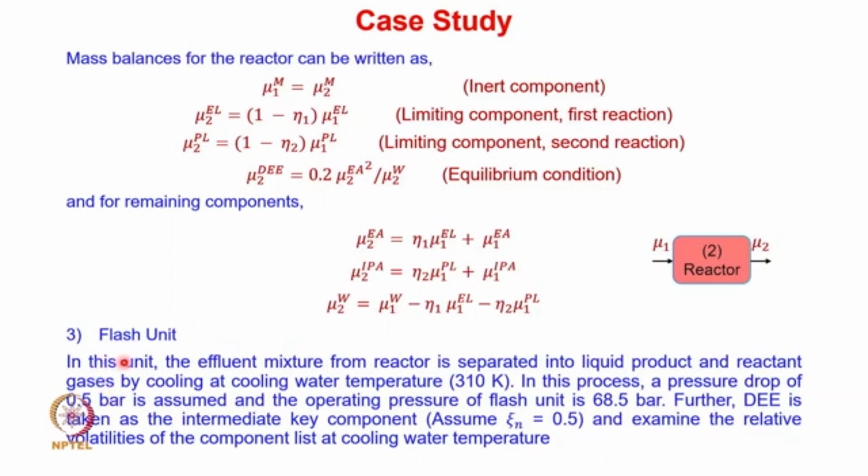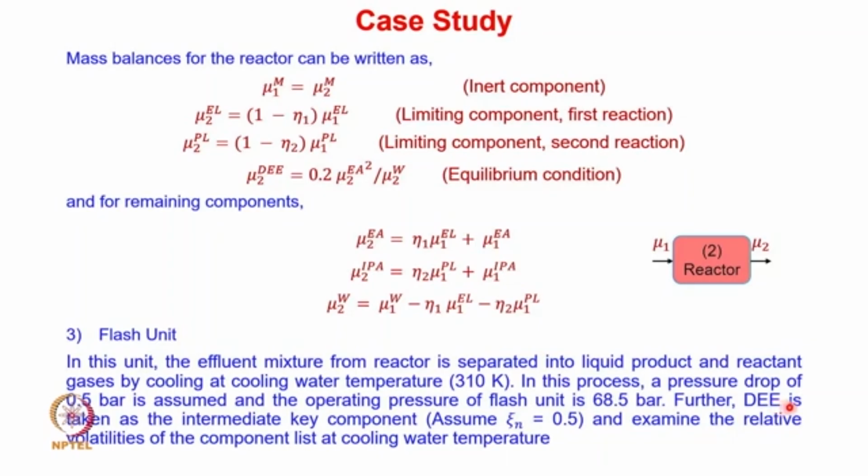So next unit is a flash unit. In this unit the effluent mixture from the reactor is separated into liquid product and reactant gases by cooling at cooling water temperature of 310 Kelvin. In this process a pressure drop of 0.5 bar is assumed and the operating pressure of the flash unit is 68.5 bar. Remember that the pressure maintained inside the reactor is 69 bar. So we are assuming that 0.5 bar will be the pressure drop taking place in the flash unit. So that's why the pressure used in the calculation is 68.5 bar.